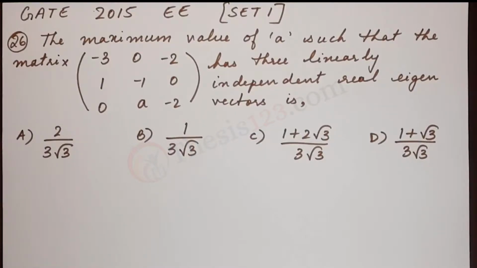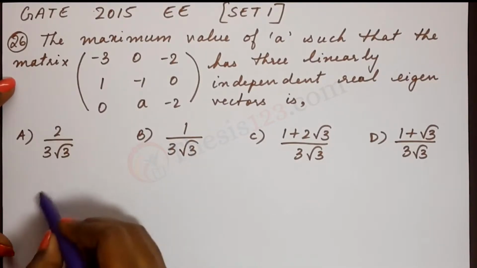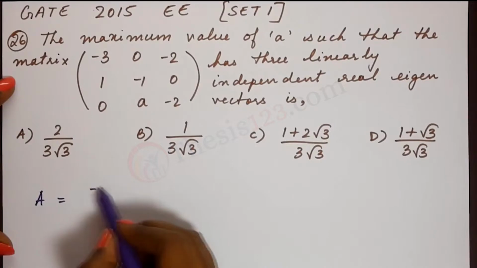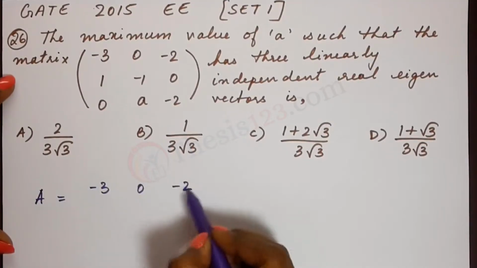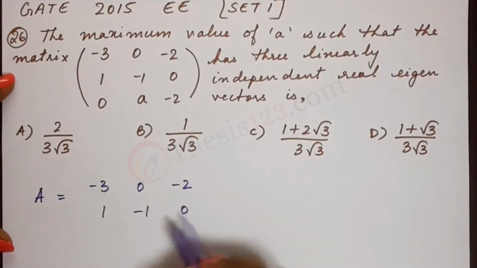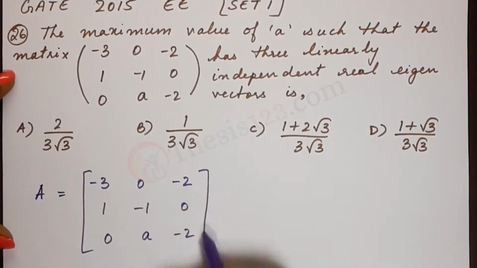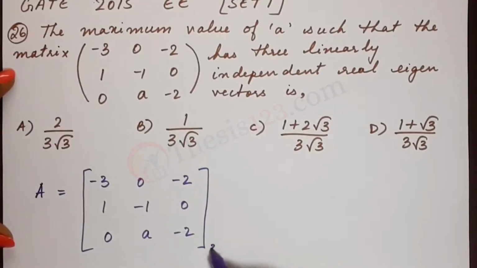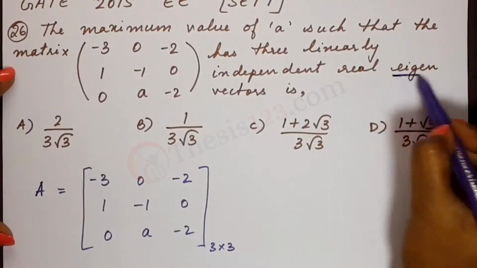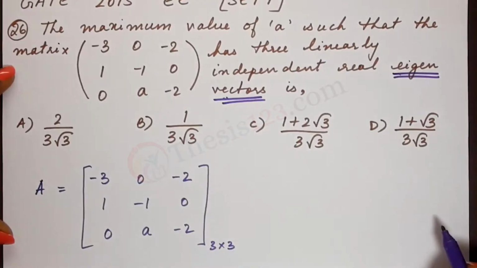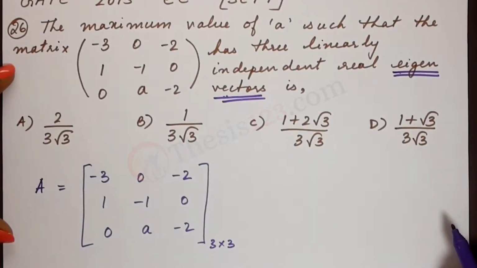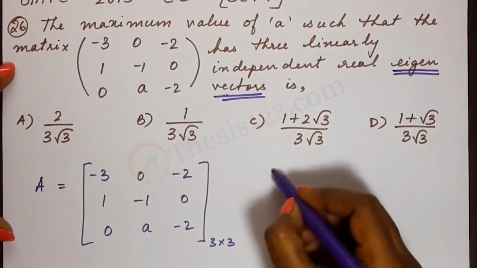using the fact that it has 3 linearly independent real eigenvectors. So let's start with the matrix given to us. We'll call that A. A is equal to -3, 0, -2, 1, -1, 0, 0, A, -2. Since this is a 3 by 3 matrix and they have mentioned eigenvectors, the first thing we do is to find the characteristic equation for A.